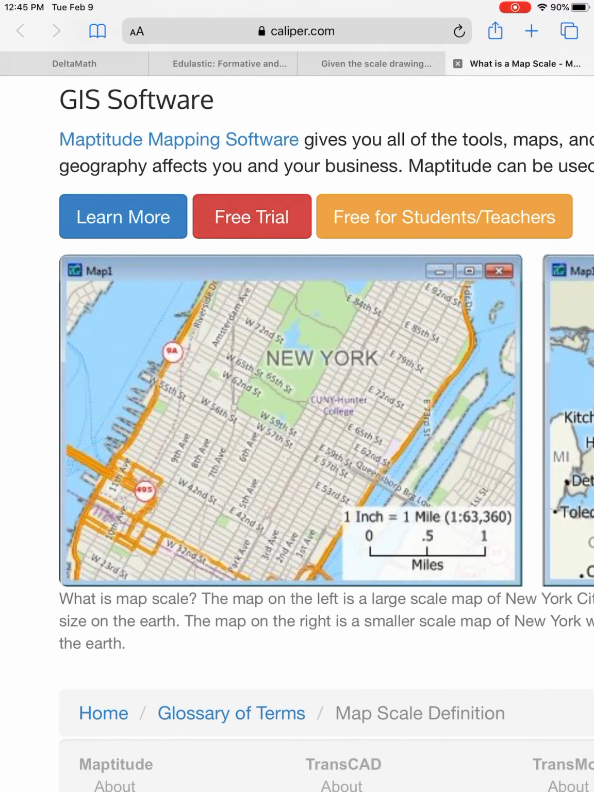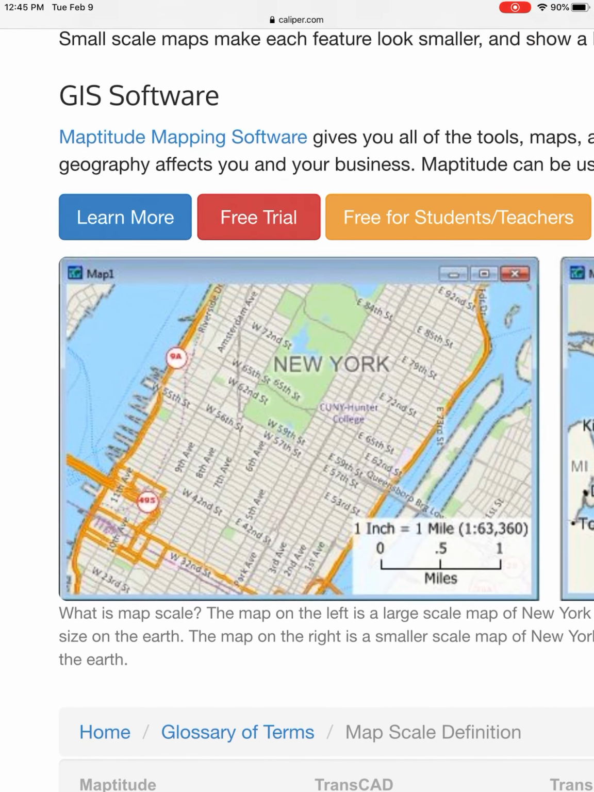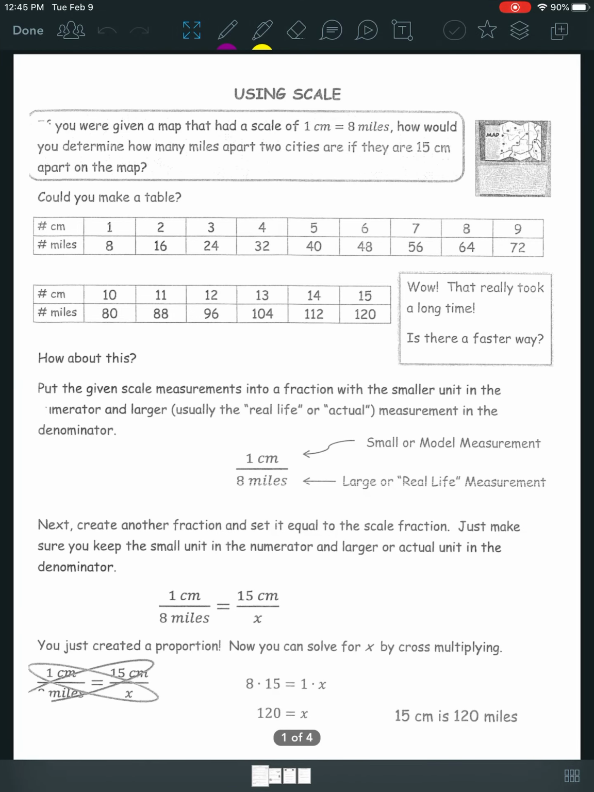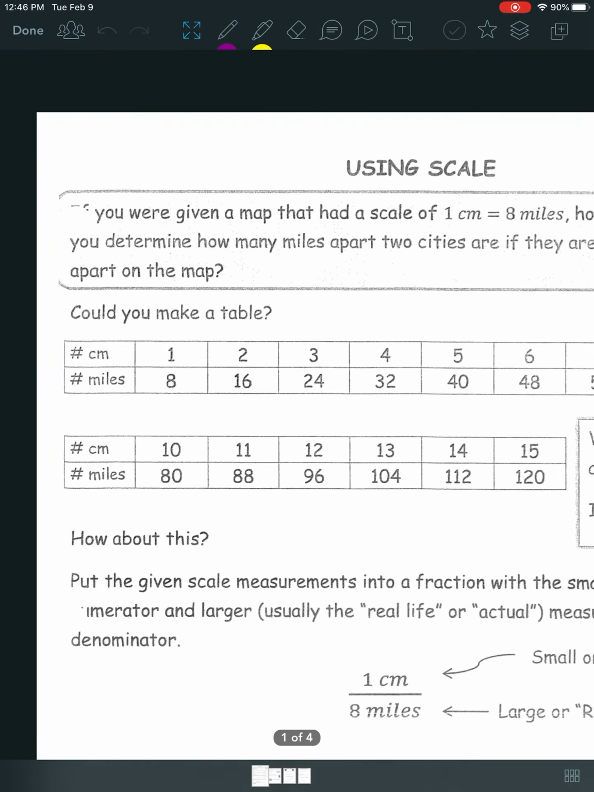Now we can also see these on maps. So here's a map of New York. Down here in the bottom right-hand corner says 1 inch equals 1 mile. So if we measure 1 inch on that map, in real life that is 1 mile. So those are some examples of scales, scale maps, scale drawings. And we're going to apply that now to different scenarios with those models, drawings, maps.